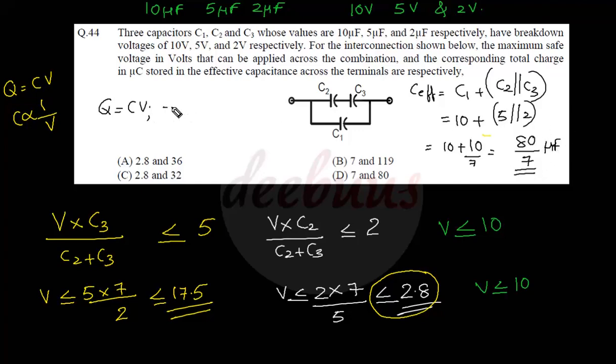Now Q equal to C is 80 by 7 and V is actually the breakdown voltage, that is 2.8. So now the corresponding total charge is 80 into 2.8 by 7. That turns out to be 32 microcoulombs. Right. So the answer is 2.8 and 32 microcoulombs.